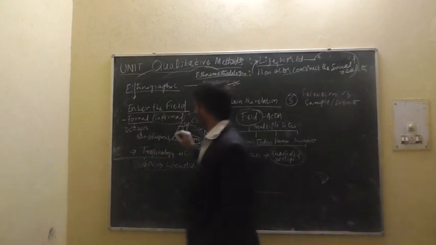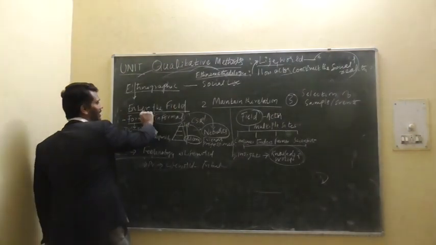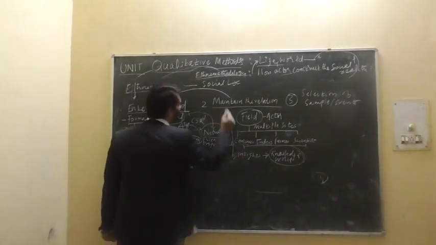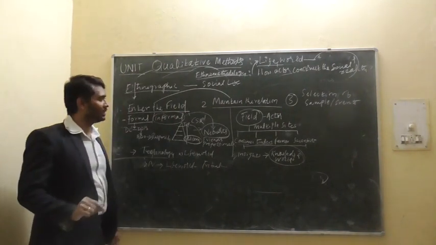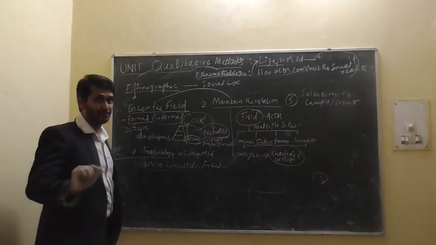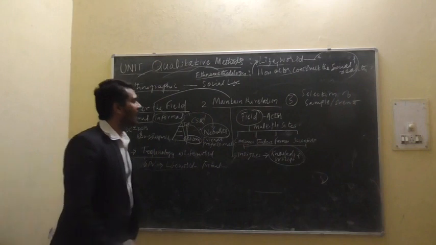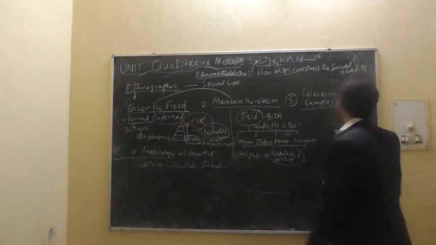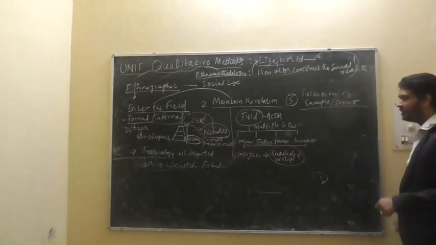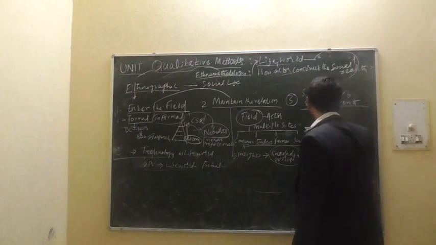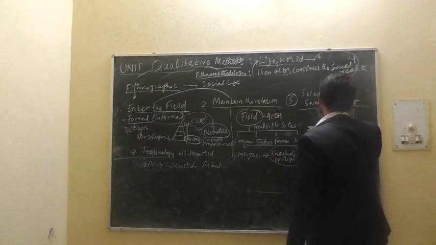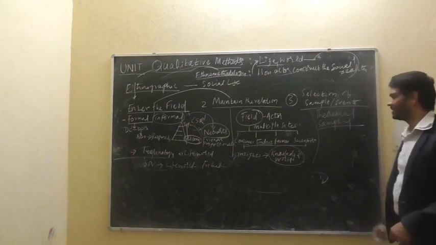The first idea is how to enter into the field, and at the same time how to maintain the relations with different actors as per the object of your study. The third is the selection of the sample. Normally the selection of the sample is based on theoretical sampling. This is what we normally follow.